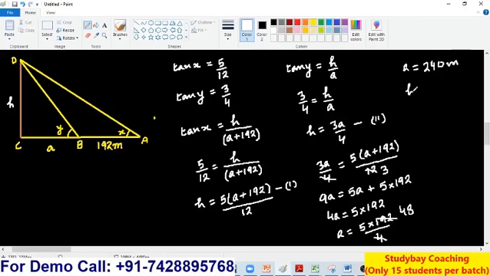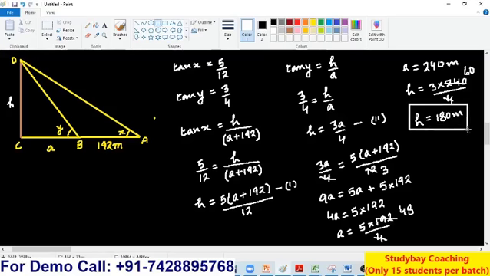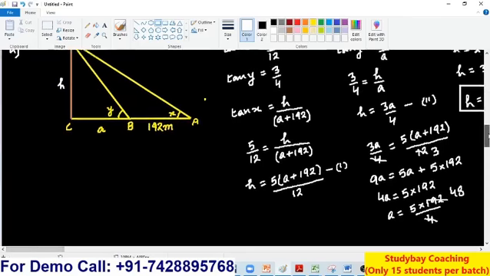Now the height will be equal to, according to the second equation, 3 times 240 upon 4, so this will be 3 and this will be cancelled out to 60, and that's equal to 180 meter. So the height of the tower will be 180 meters. Fine. Now move on to the next question.